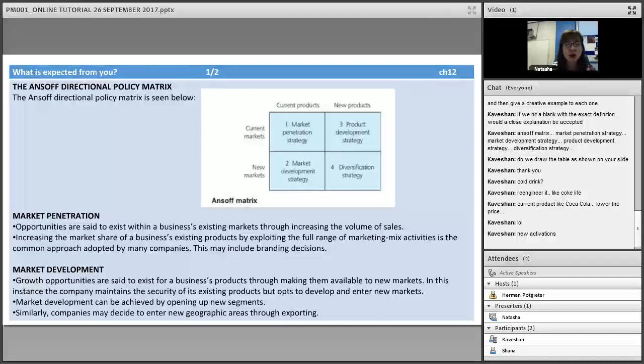Now, this is where we have a current product in a new market. Okay, so this is a market that has not been exploited before. Now, what would you think can be done? You want to look at a new segment. You can use Coke if you want to. Alternatively, you can use a different product.